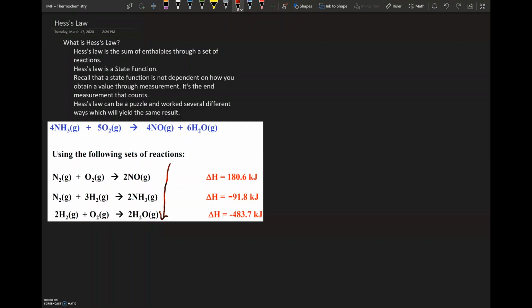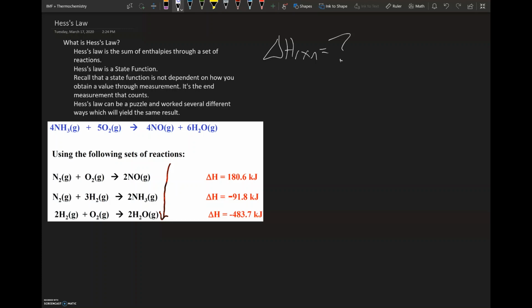Now Hess's law is a puzzle, and puzzles can be worked different ways. And that's how we're going to approach this. The way that I do it may not be the same way that you do it, but in the end you'll yield the same result. That's the goal. So for this particular topic, Hess's law again deals with enthalpy of a reaction. So we're going to be solving for delta H of a reaction. To do this, we're going to be using these individual steps that you find here.